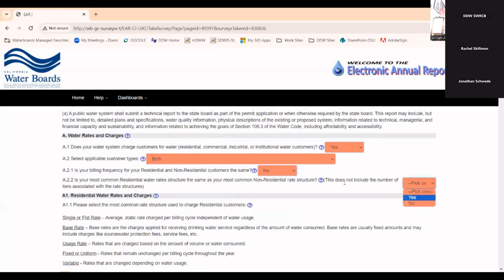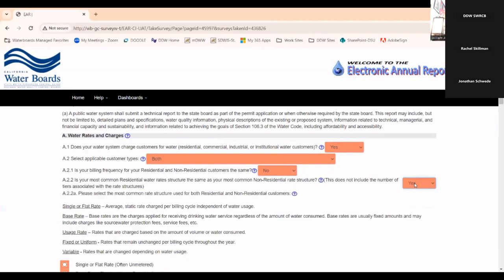If you say no, then you would look for your most common residential water rate structure. And it's going to ask you the same question, basically, if your water rate structure is the same for both customer types. So you can indicate yes or no. So it'll be asking if your billing frequency or your water rate structure are the same. So for this example, we're going to pick yes for both.